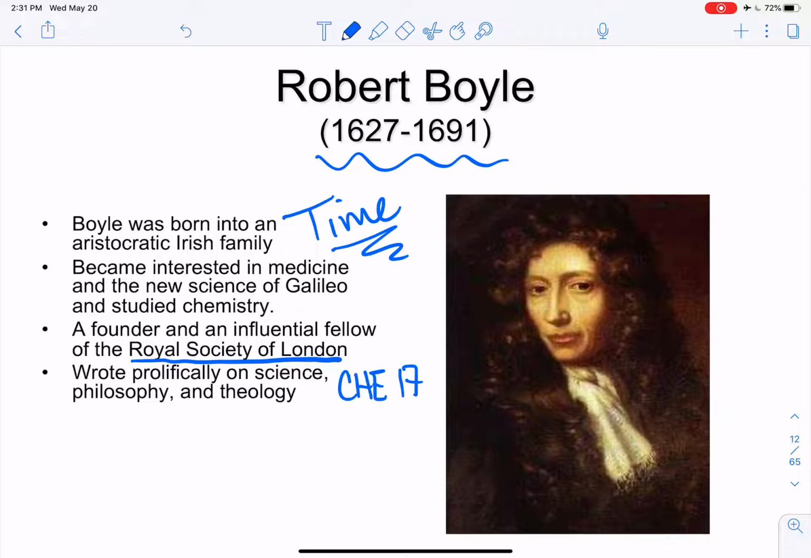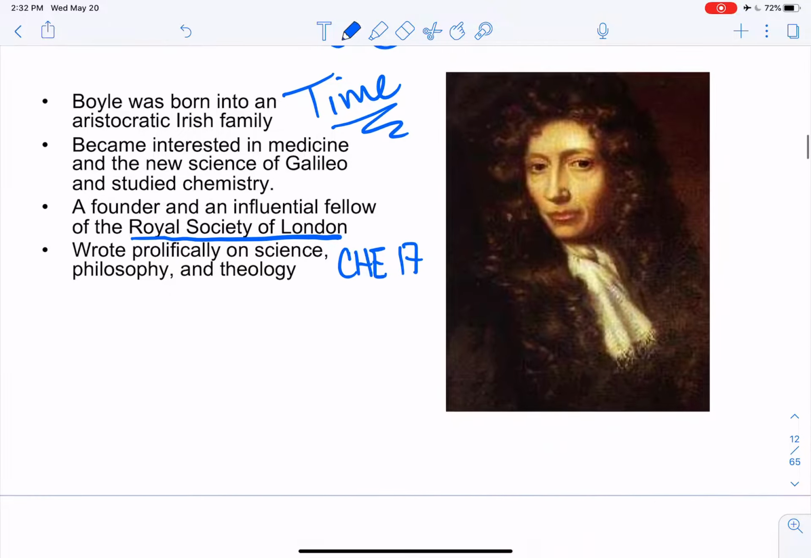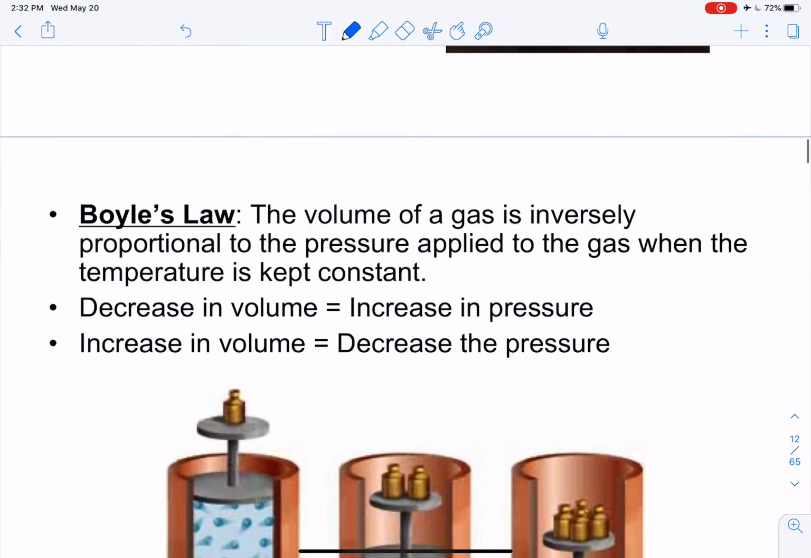Right. Okay. So he wrote a lot about science, philosophy, and theology because back then, science, philosophy, and theology all went together. So these rich guys with a lot of time on their hands, they would think about things, do little experiments, come together, and talk about their ideas, and if they had any ideas which they wanted other people to believe, they would bring along some evidence or an experiment to show everybody, and then they'd all debate the results. But more on that in Chem 17.